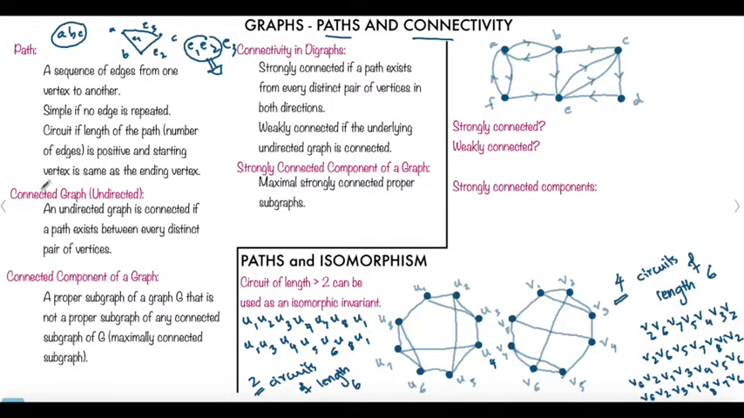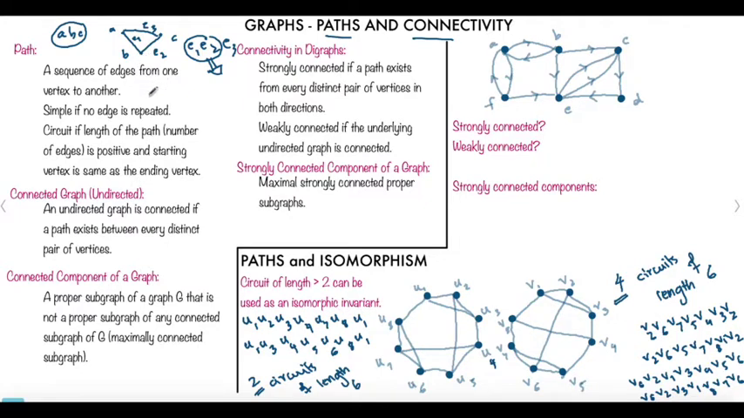Okay, and for an undirected graph, a graph is said to be connected if there is a path between any two distinct vertices of that graph. Okay, so for example, this is connected because there's a path from A to B, there's a path from B to C, there's a path from A to C.